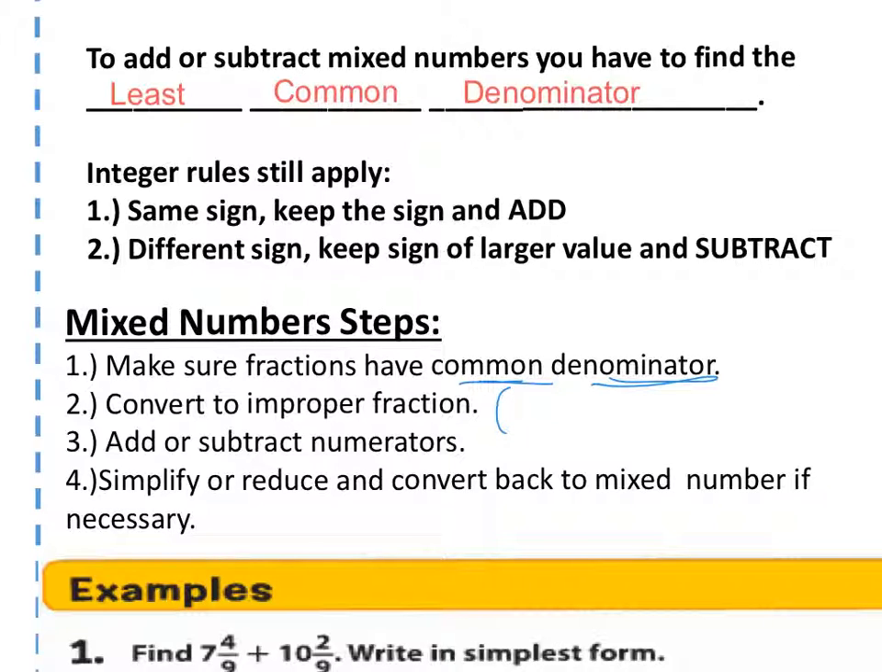Now, you can only use the borrowing method when it is subtraction. So make sure that you understand borrowing only occurs when you are subtracting fractions. In step number 3, you either add or subtract the numerators, and you always keep the denominator the same. Step number 4, simplify or reduce, and then convert back to a mixed number if necessary.